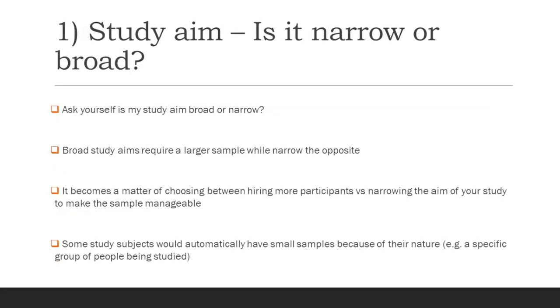So to explain the first aspect of information power, the study aim. Go back to your study aim and think about it. Is it broad or is it narrow in the context of the subject or the phenomenon you are trying to investigate? Because broad study aims would need larger samples. Depending on your study aim, you may have to choose between hiring more participants or narrowing the aim of your research to keep sufficient information power.